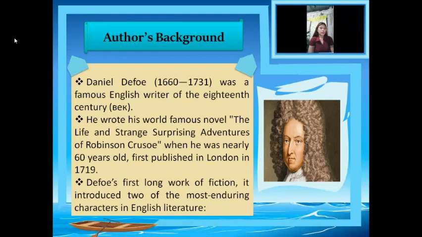So, Robinson Crusoe, written by Daniel Defoe, is a novel that tells the story of a young and impulsive Englishman who defies his parents' wishes and takes to the sea seeking adventure. The young Robinson Crusoe is shipwrecked and cast away on a remote tropical island for 28 years.